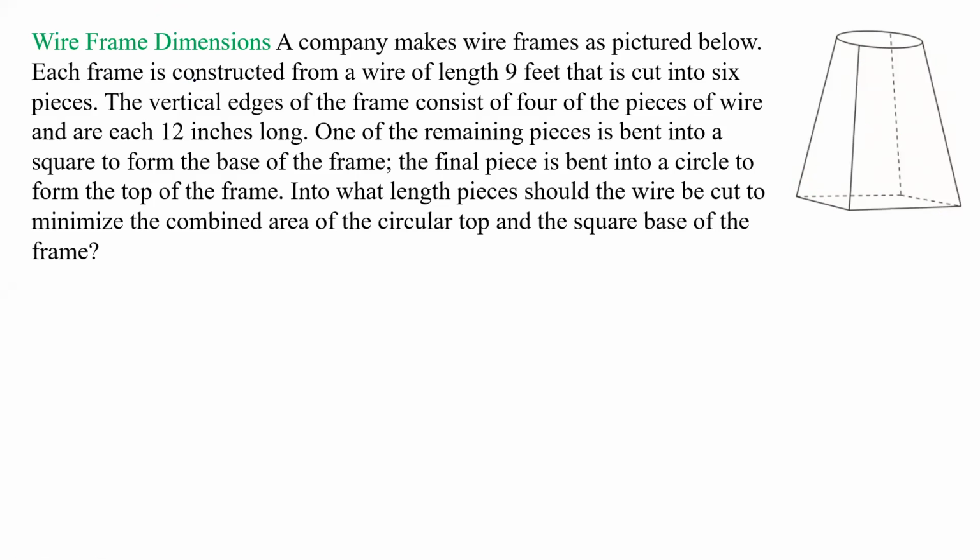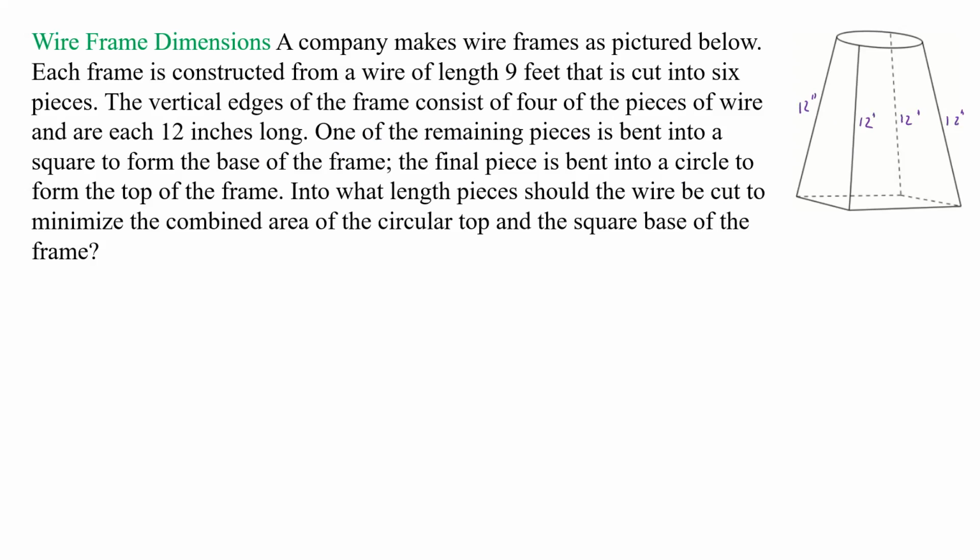And what it says is each frame is constructed from wire of a total length of 9 feet. And it's cut into 6 pieces. So we have one piece here, one piece here, one piece here, one piece here for the four uprights. We have a piece for the circle, and we have a piece that's bent into the square down here at the bottom. Now it says the vertical edges consist of 4 pieces of wire that are 12 inches long each. So each one of these is 12 inches. Okay. So if we mark all those as 12 inches.